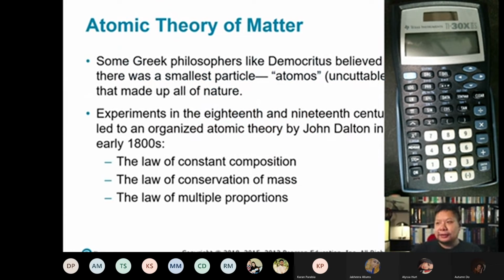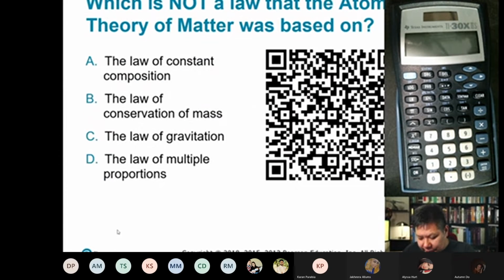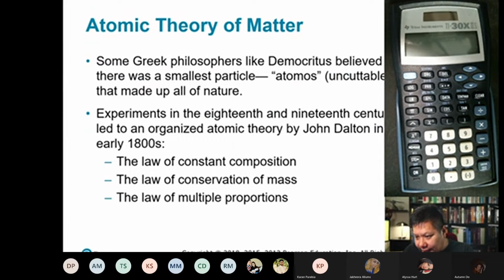All right, so let's start out by talking about the atomic theory of matter. In the atomic theory of matter, before I get started, let me make sure I can write. There we go. So there's this Greek philosopher, right? Some of them like Democritus believed that there was a smallest particle, and that smallest particle was known as the atomos.